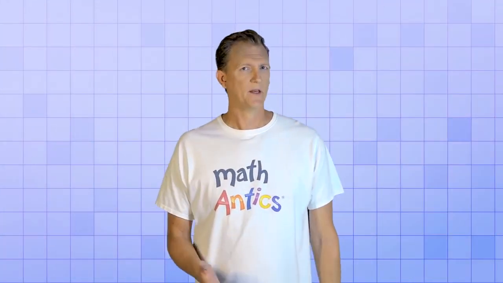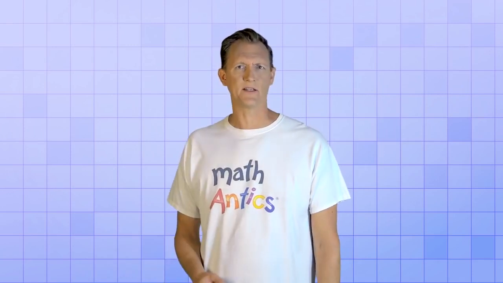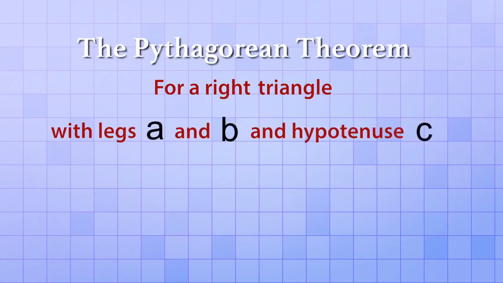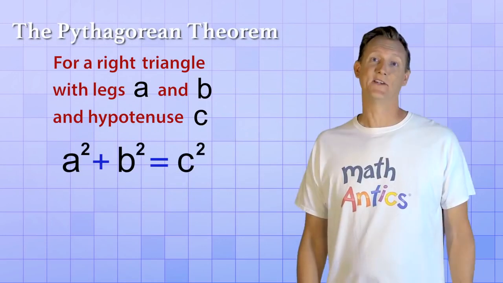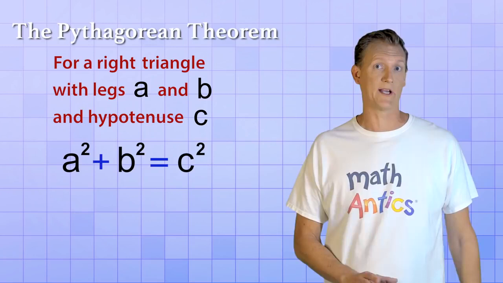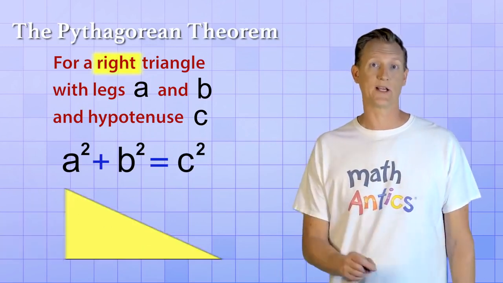Okay, now that you've got all that background info covered, let's see what the Pythagorean theorem actually says. The theorem can be stated in several different ways, but the one we like best goes like this. For a right triangle with legs a and b and hypotenuse c, a squared plus b squared equals c squared. As you can see from this definition, the Pythagorean theorem doesn't apply to all triangles. It only applies to right triangles.